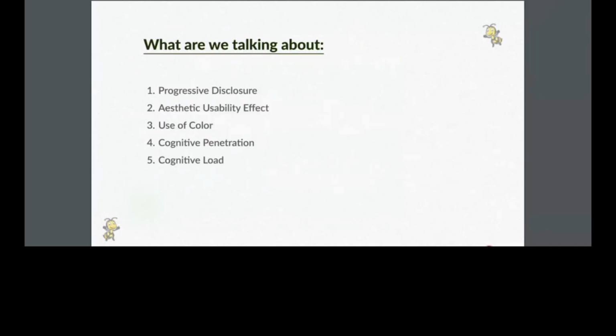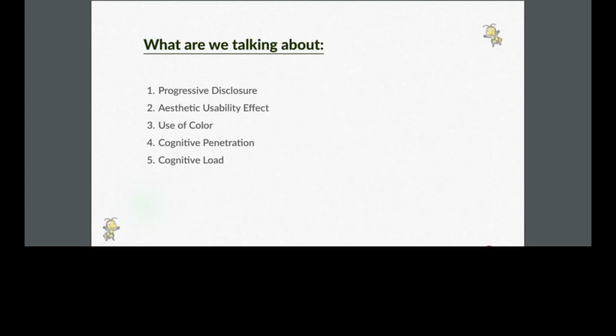Today, we'll be looking at a couple of psychologies that affect humans in general, and when we look at them, they can also improve our UX. They can also improve the way we design for the users because in the world of UX, we are not designing for ourselves. So we have about five of them, progressive disclosure down to cognitive load. Getting into it, we have progressive disclosure.